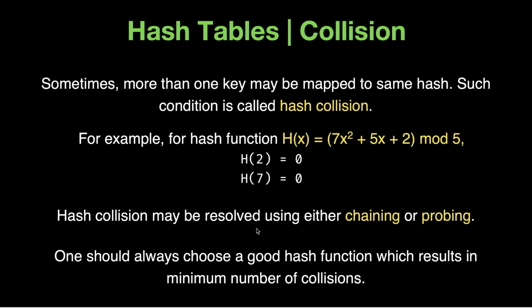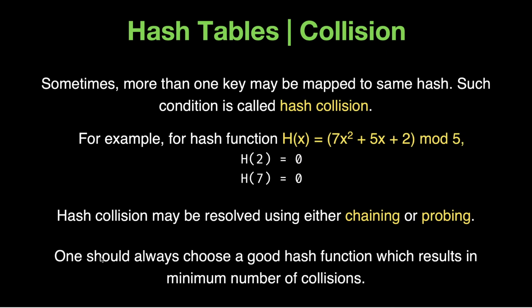Hash collisions may be resolved using either chaining or probing. They are very well known algorithms for resolving hash collisions, but we will not go through them because hash tables are implemented by default in Python. Python is a very amazing language. It already has what is useful for us implemented.